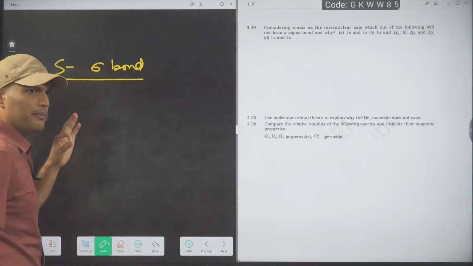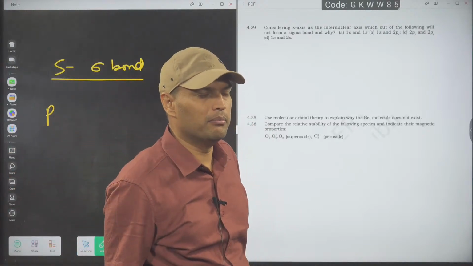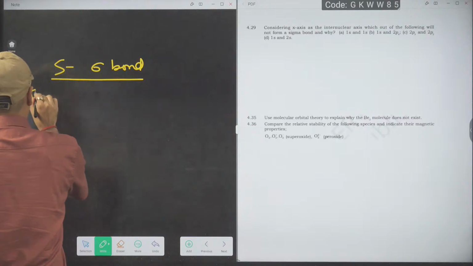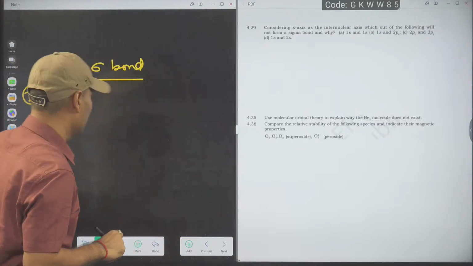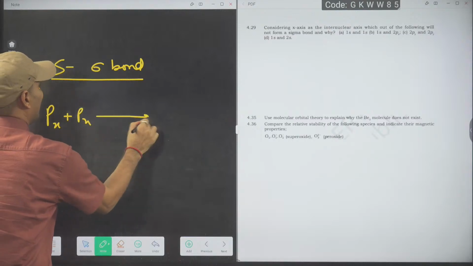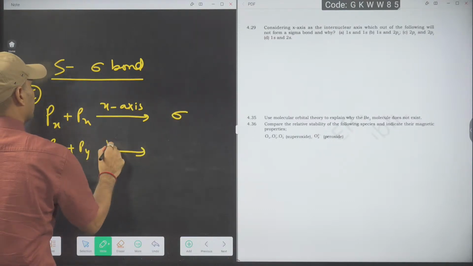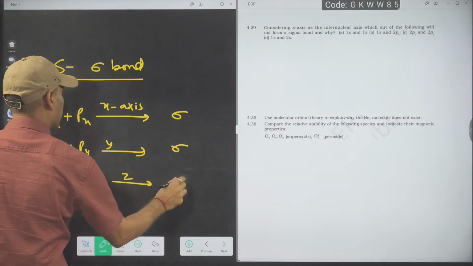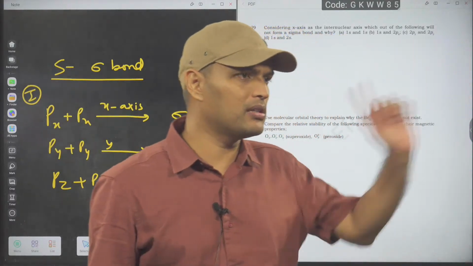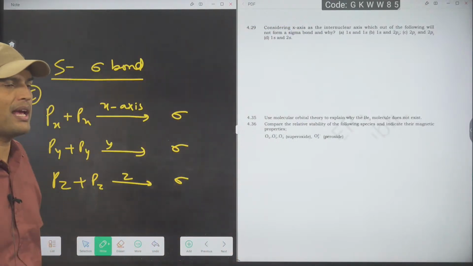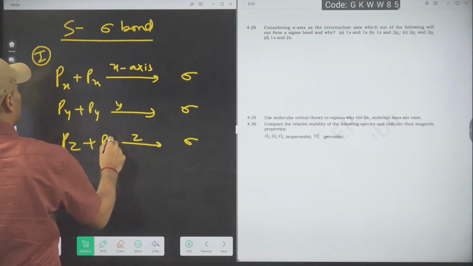Now see, what is the simple logic from which you can do many questions? If all are same, it means sigma. Sir, what do you mean by all same? If all the orbitals are same and the axis is also same, px with x-axis sigma, py with y-axis sigma, pz with z-axis sigma. This is the slogan: same orbital, same axis, sigma.